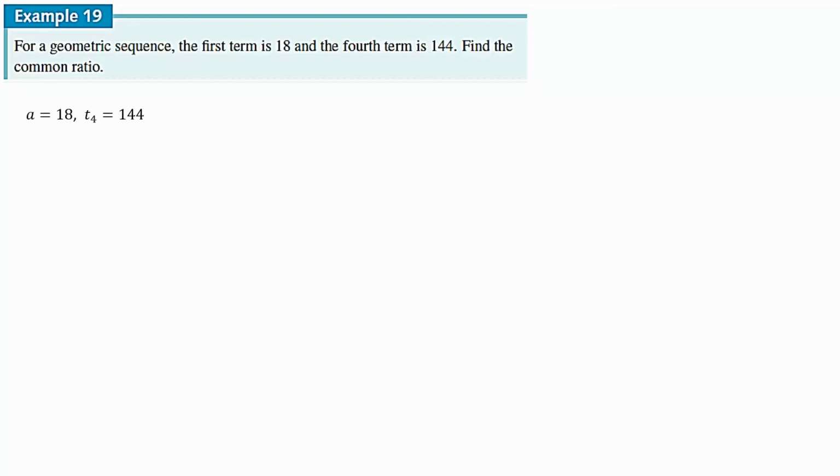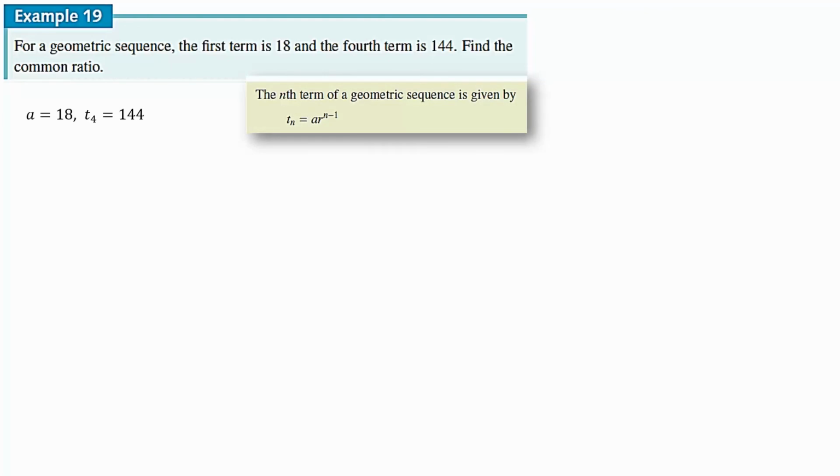So, let's write it out. We've got A, first term is 18. T4 equals 144, but I can rewrite T4. Because according to the formula, T4 is equal to A, which I already know. I don't know what R is, but I know N. N is my 4. So I can rewrite it like this. I can say, well, T4, N is 4, R to the power of 4 minus 1. So now I just got R to solve.